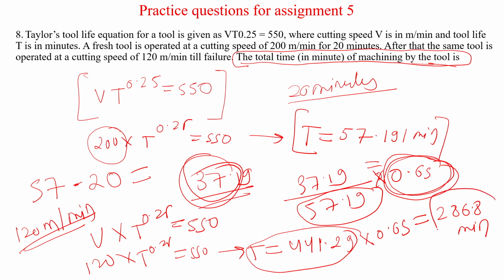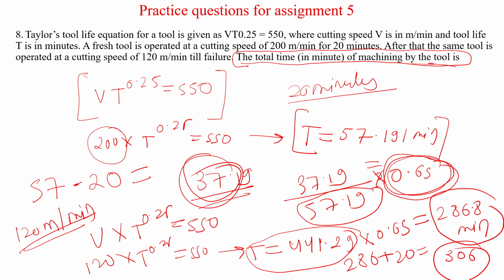So this is the actual time you are machining, plus you have already machined 20 before, so your actual time will be 286 plus 20, which is around 306 minutes. Have you understood this? Yes, sir. I am explaining it once again.